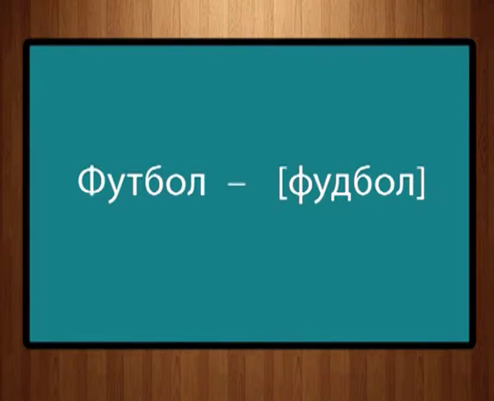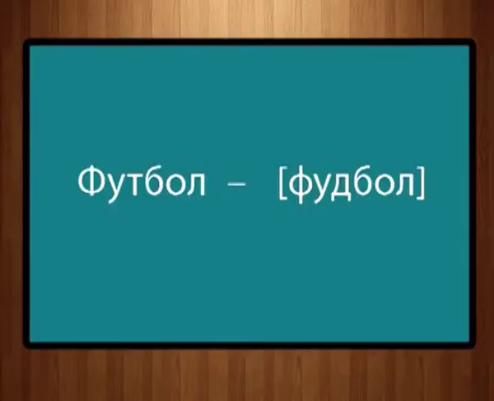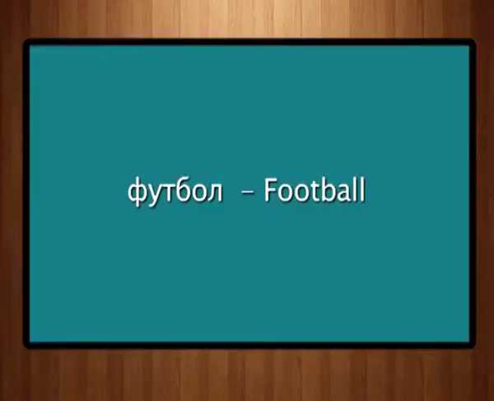We have seen what happens when a voiced consonant occurs before a voiceless consonant. What will happen if a voiceless consonant occurs before a voiced consonant? For example, let us take this word: f, u, t, b, o, l. As you can see, there are two consonants in this word, t and b, and t is a voiceless consonant and b is a voiced consonant. So, how are we going to pronounce this word? If a voiceless consonant occurs before a voiced consonant, it is pronounced as its voiced counterpart. So, how will you pronounce this word? Football, football. So, this t will be pronounced as its voiced counterpart, which is d. Let us take another example.